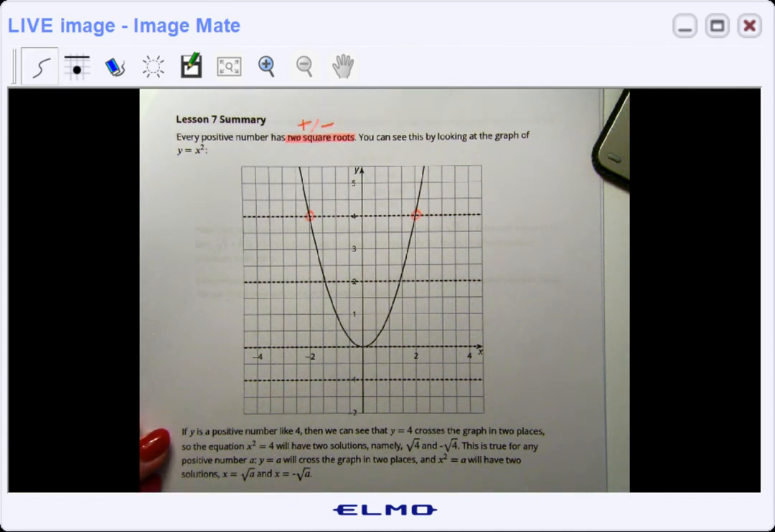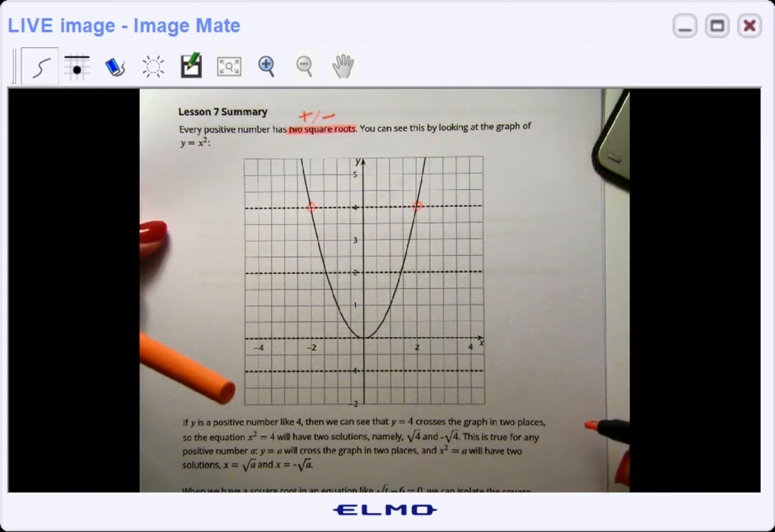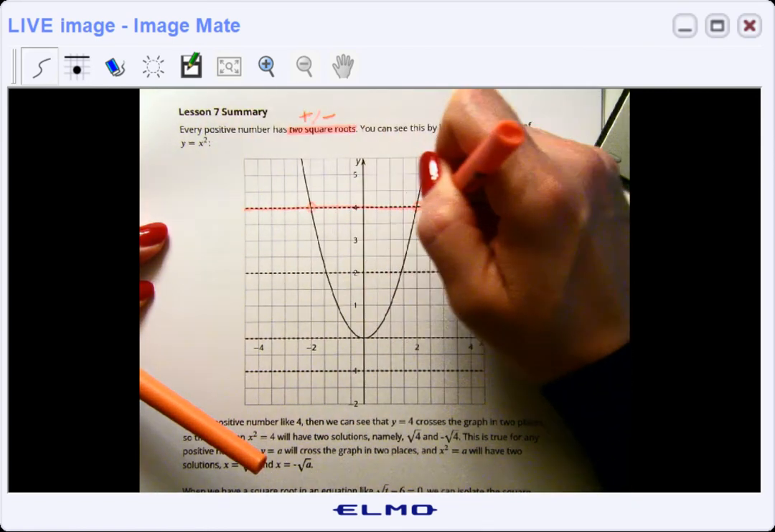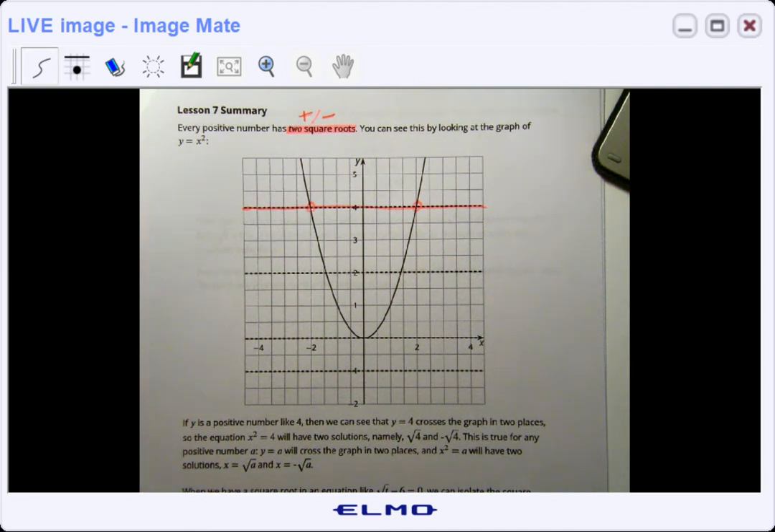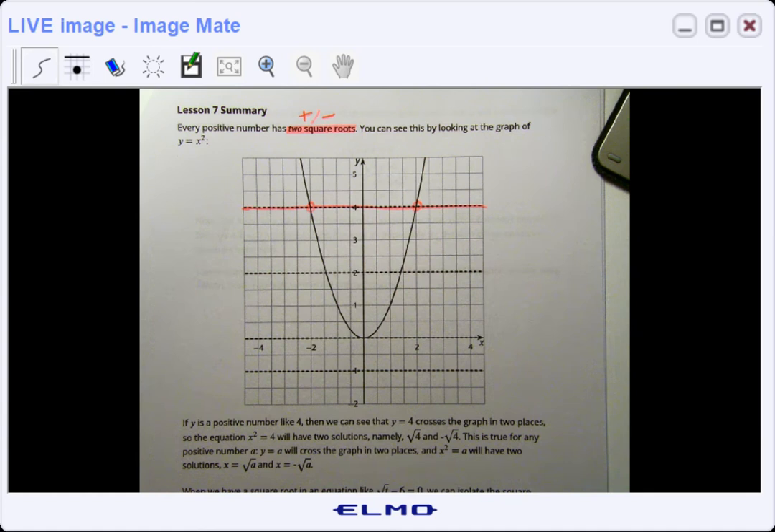That's what this is saying. Down below, if y is a positive number like 4, then we can see that at y equals 4, the line crosses the graph in 2 places. I just circled them. I'm going to draw that line in there. This is the line y equals 4 crossing y equals x squared in 2 places. 2 solutions, the positive square root of 4 and the negative square root of 4. So positive and negative 2.